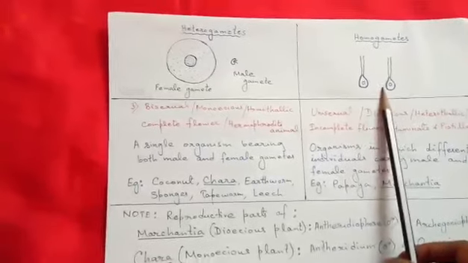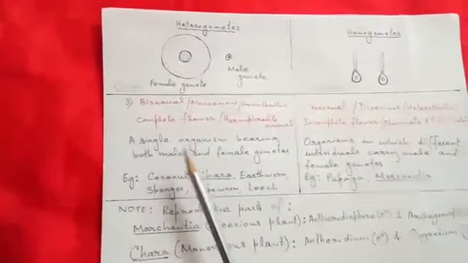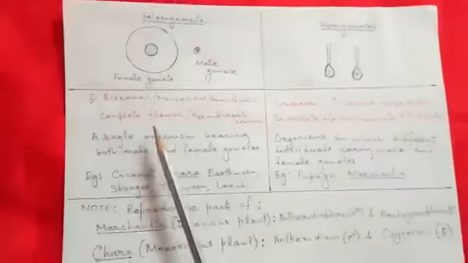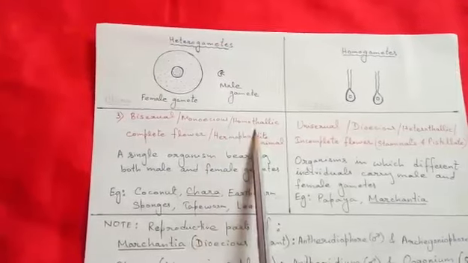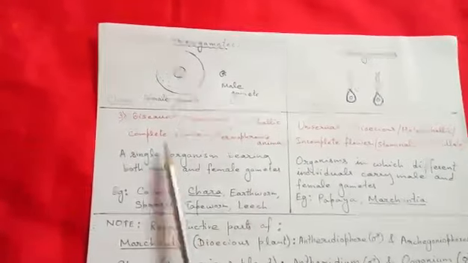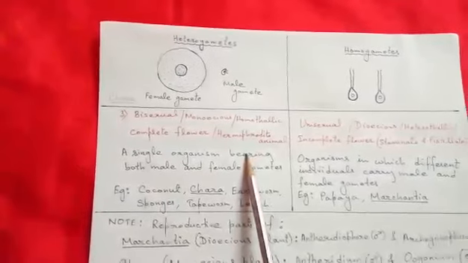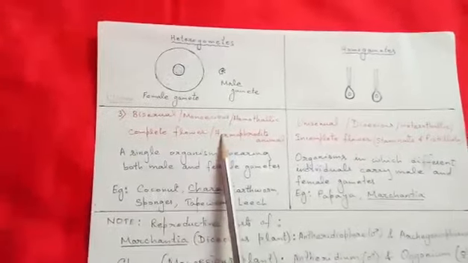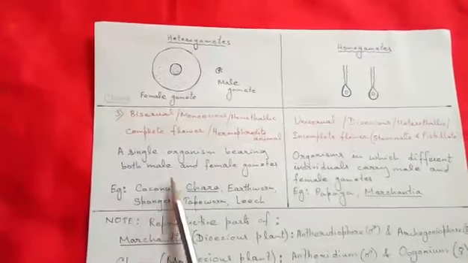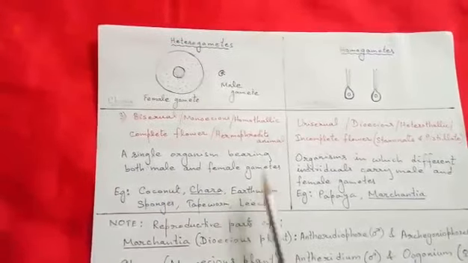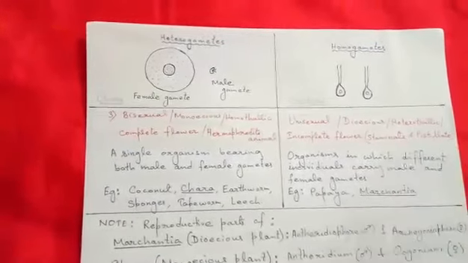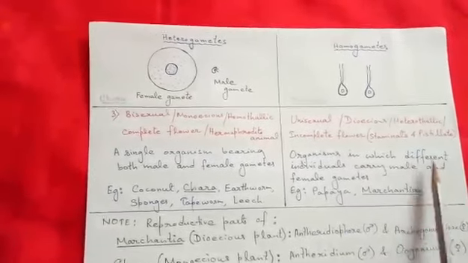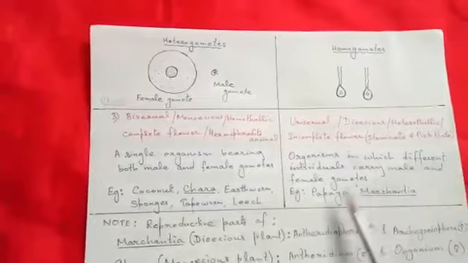Now let us see the next difference. You have already learned there are bisexual organisms, unisexual organisms. These bisexual organisms are also called monoecious, which is also called homothallic, which is also called complete flower. In animals it is called hermaphrodite. Bisexual organisms are organisms where a single organism bears both male and female reproductive systems and they produce both the gametes. But unisexual organisms are the organisms where different individuals carry male and female gametes.